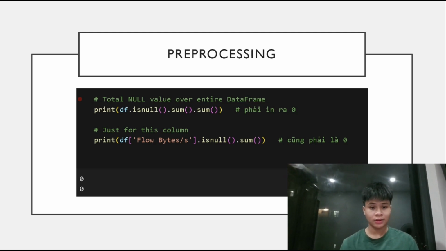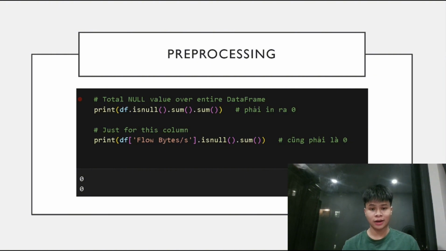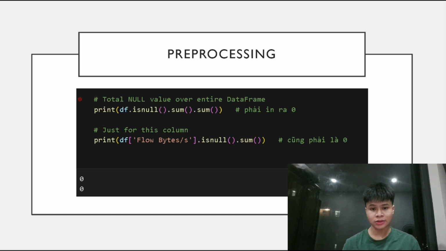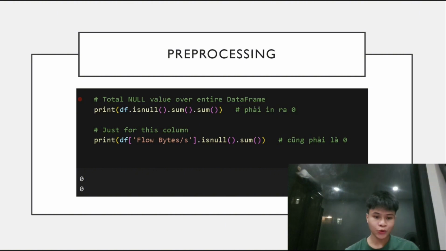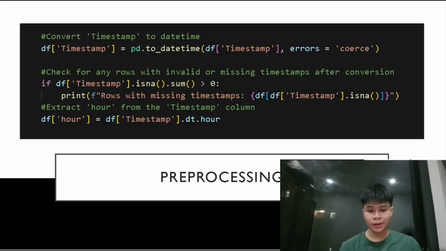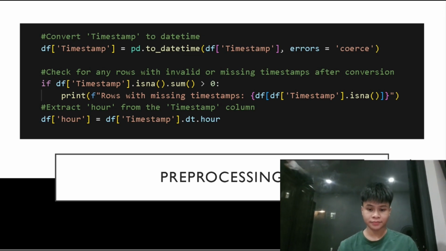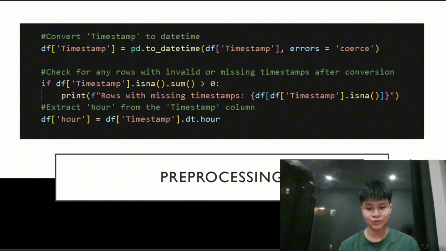Two, encoding categorical data, like converting protocol names to numbers, TCP equals 6 and UDP equals 17. Three, handling missing values using techniques like median substitution.